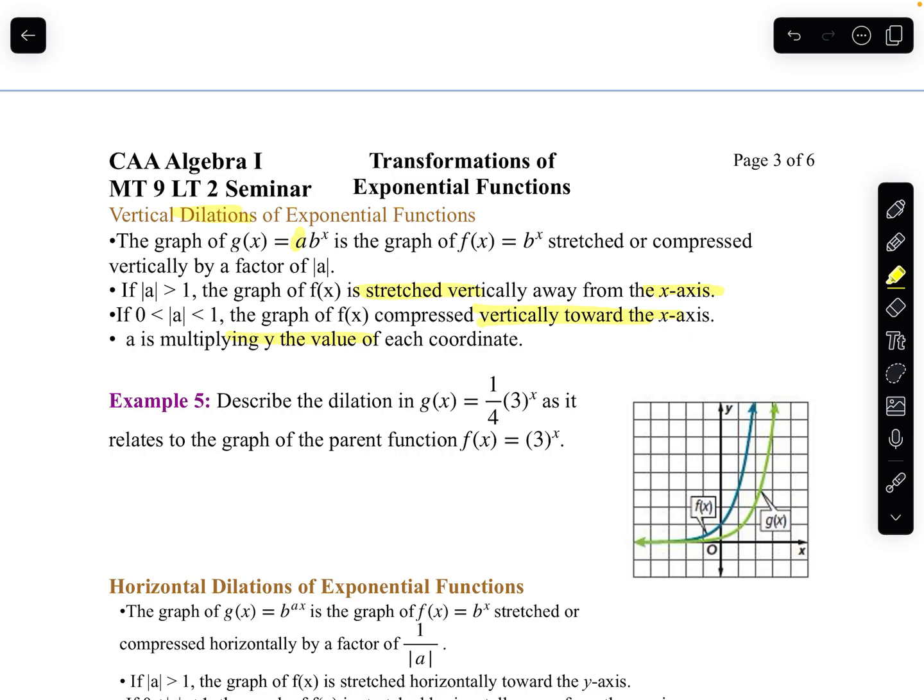So if I look at example 5, I've got 1/4 to the 3x power. I'm multiplying by 1/4, which is less than 1, isn't it? So I'm going to take each of my values and multiply them by 1/4. So it gets compressed towards the x-axis. So this is compression. I'm going to say vertical compression by a factor of 1/4.